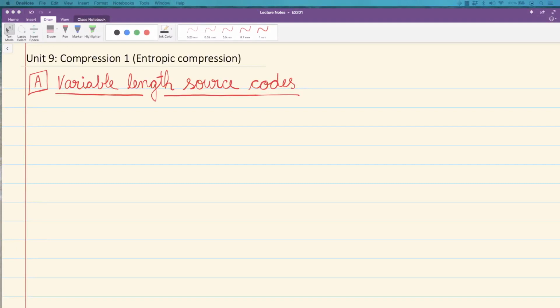Hi, welcome to the next unit. In this unit, which is unit 9, and the next two units, unit 10 and 11, we'll be basically studying compression. This particular unit is concerned with entropic compression, where the goal is to exploit the distribution and use it to better represent a sequence of symbols from that distribution.